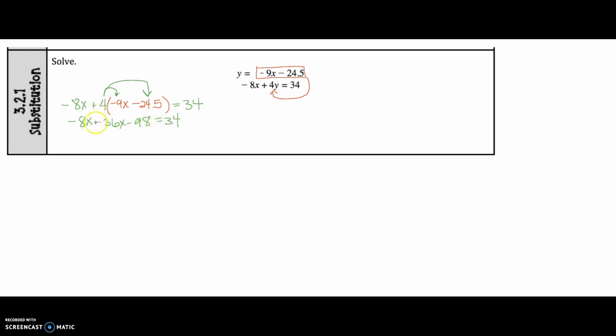Okay, so at this stage you can do a couple things. I always combine my like terms, so I see that I have a negative 8x and a negative 36x. If they're on the same side, combining like terms, negative 8 minus 36 should give me negative 44x. And then I still have minus 98 equals 34. So then I would want to keep simplifying to get x by itself. So I would want to add 98 to both sides.